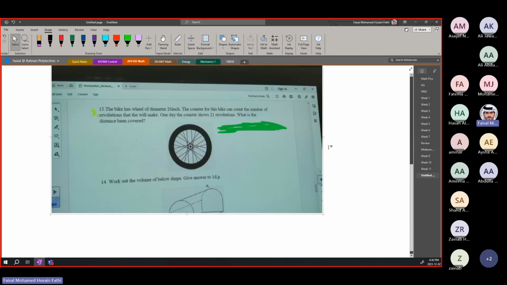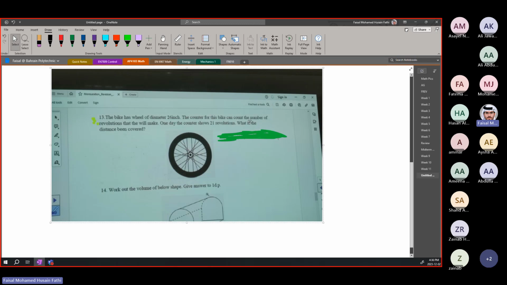The bike has a wheel of diameter 26 inches. The counter for this bike can count the number of revolutions that it will make in one day. This is a nice question. I will solve this when we come back from the break because I want everyone to see the solution for this. Okay?